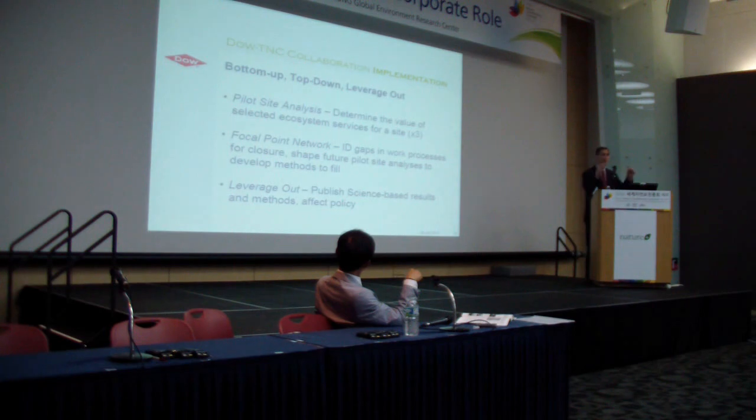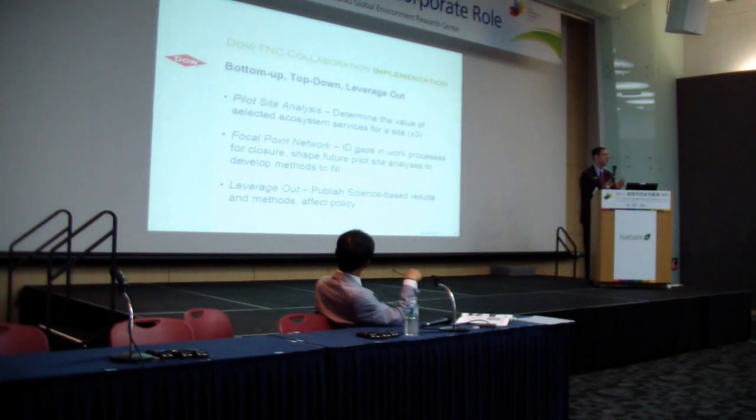The second part of our approach is a top-down approach, where we recognize that we need to change the way that the company does financial valuation. And so what we've done is we've gathered what we call within Dow work process leaders from across our functions, our businesses, and our geographies into what we call a focal point network. These people are gathered right now focused on the collaboration. They're from finance, they're from research, they're from Latin America, they're from China, they're from our various business units, and they're watching what we're doing with our collaboration so that when we bring new science of valuation to them, they're ready to bring it into the way that we do work within the company.